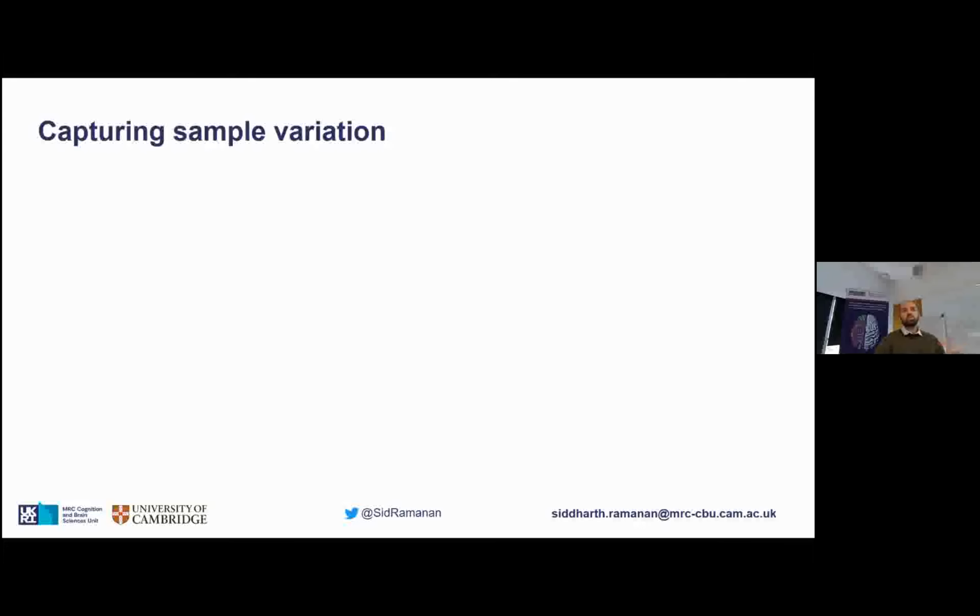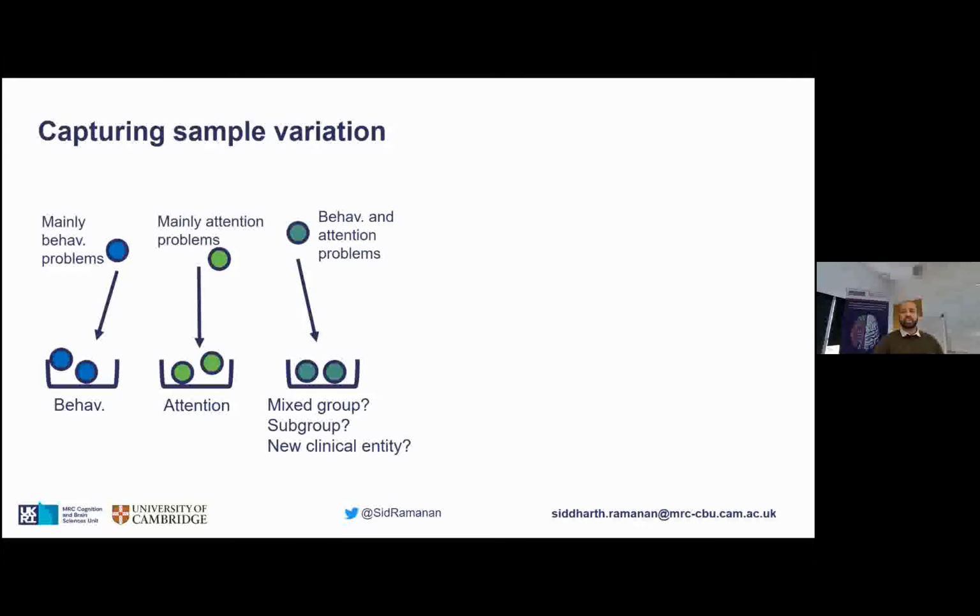So how do we go about capturing this sort of sample variation that we see? Typically, in many dementia clinics, we're used to using very strict categorical bins. So if there's an individual who presents with a behavioral problem primarily, they might go into a behavioral category. Another person presenting with an attention problem might go into an attention category.